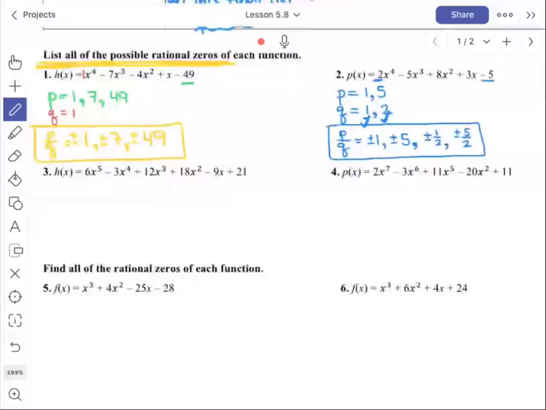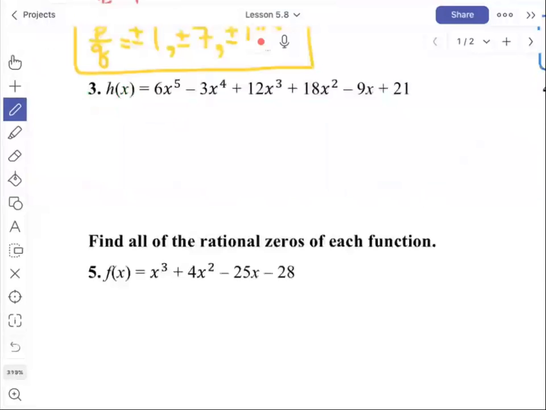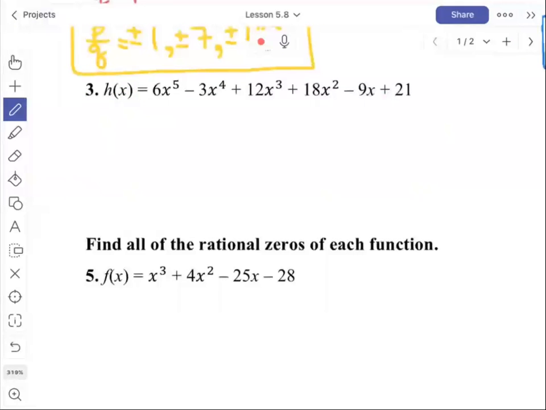Number 3. This one, I got lots because I'm looking at my leading coefficient, I'm looking at my constant, and I got lots of factors here. So P, factors of 21, I got 1, 3, 7, and 21. Q, factors of 6, I have 1, 2, 3, and 6. All right, so I got lots to work with here. Let me let my iPad catch up a little bit.